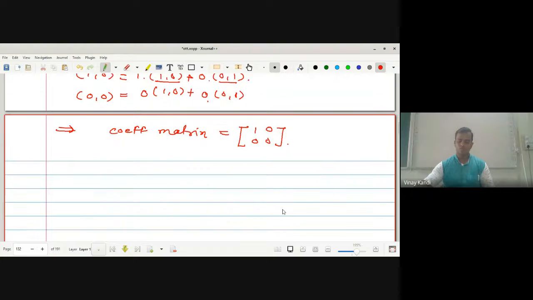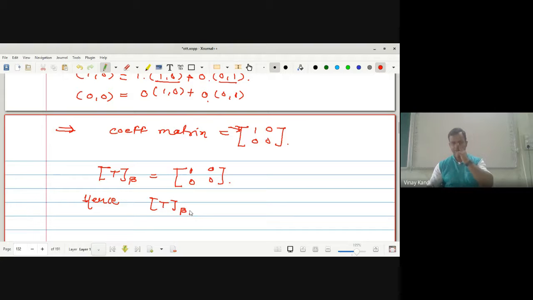Now the matrix of T with respect to basis beta. So we get the transpose of this one. What is the transpose? First row becomes first column, 1 0, and the second row 0 0 becomes the second column. So hence the matrix of T with respect to beta, the matrix of a linear transformation with respect to beta, is this.